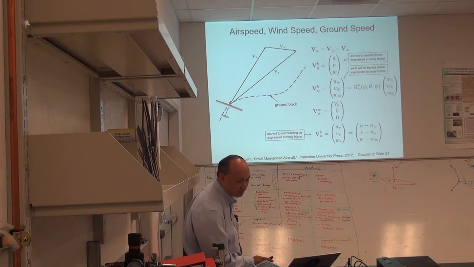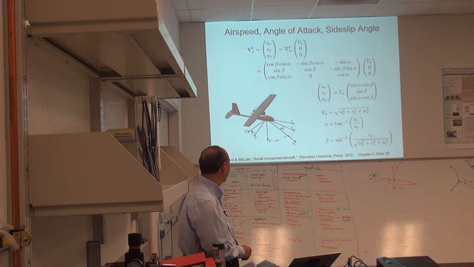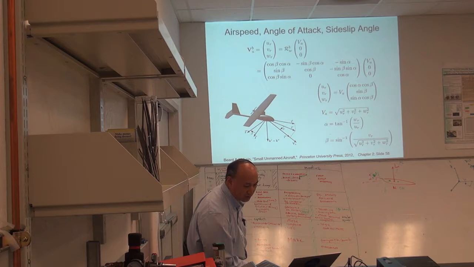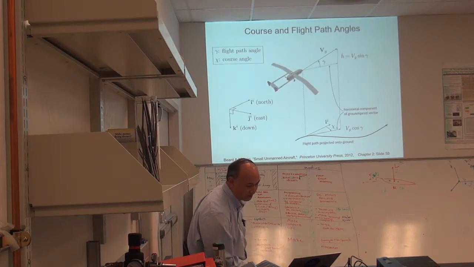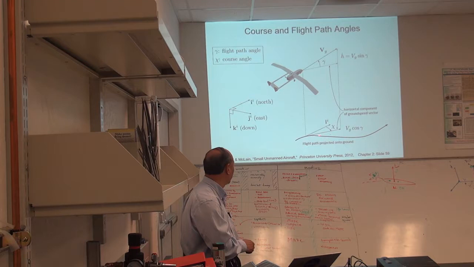So airspeed, angle of attack, you can do this computation as well, okay? Similarly, the course and flight path angle, this is for path planning. So you use the VG. VG is the ground speed corresponding to this. You project this one here. So you have a vertical plane, the horizontal component, ground speed, cosine gamma, okay, gamma. This is psi, from the inertial frame, okay, inertial frame.